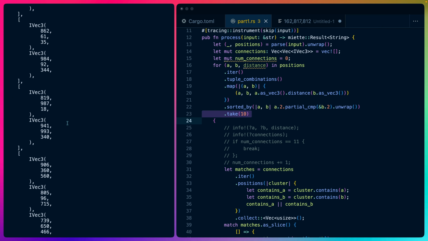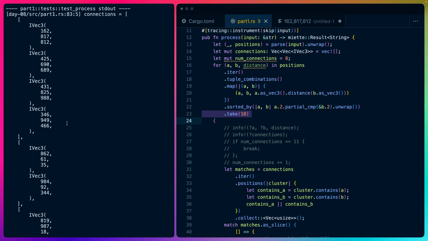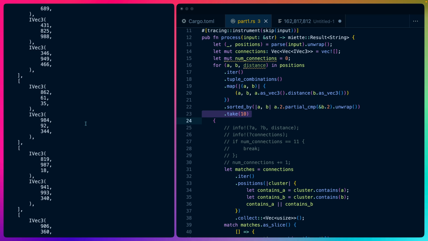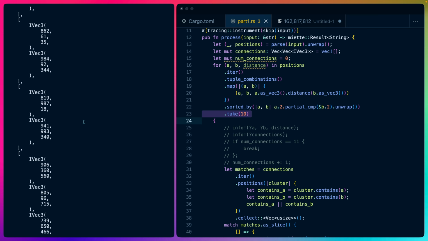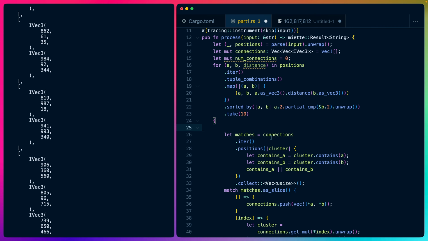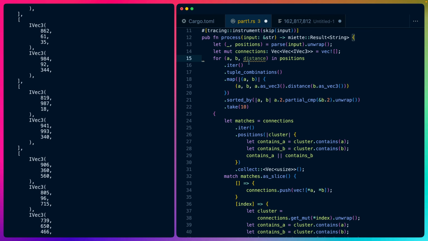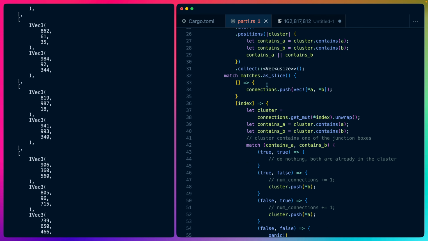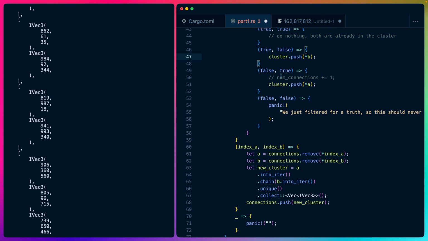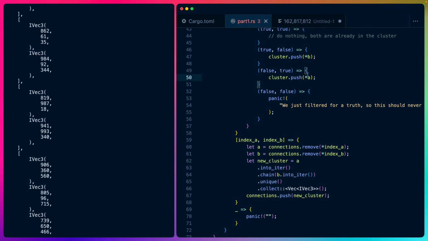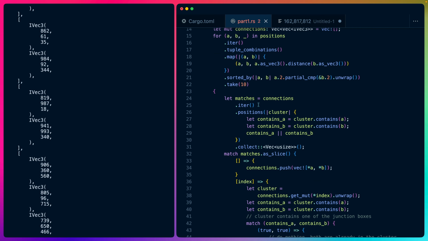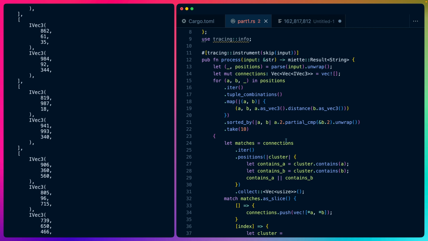This is 5, 2, 2, 4. 5, 4, 2, 2. That's actually right. So I think it is just process 10. And it is not actually as complicated as I thought it was going to be. We don't actually need the distance there, and we don't need these num connections. I thought we were going to have to track the number of connections that we were actually making, but this is just process all of the connections. It's not make 10 connections.